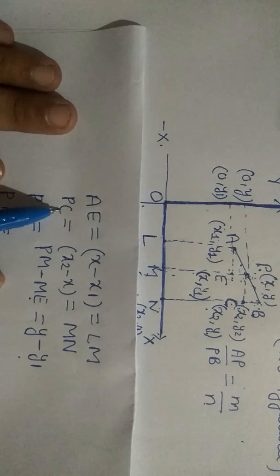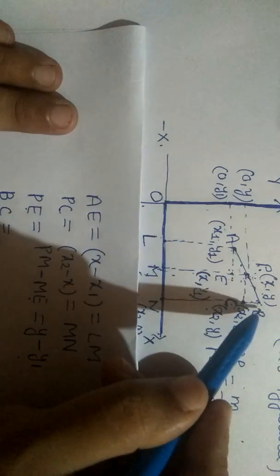PC we have found out already. This is PC. Now try to find out the length of BC. BC we can find out by subtracting CN from BN.